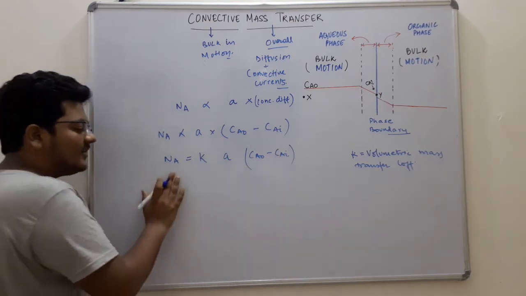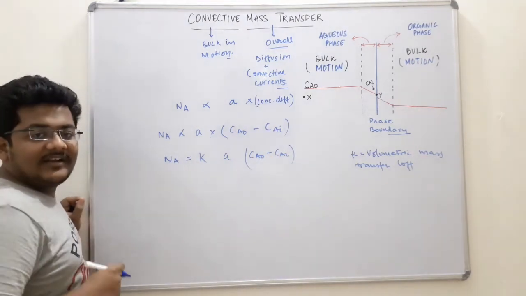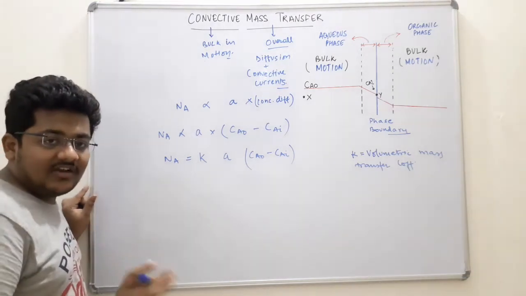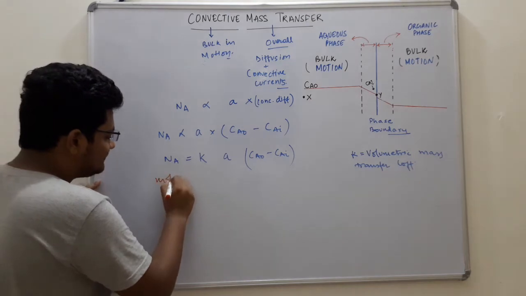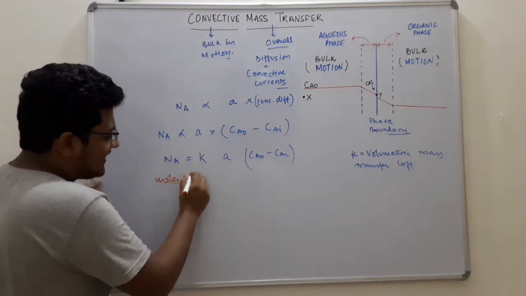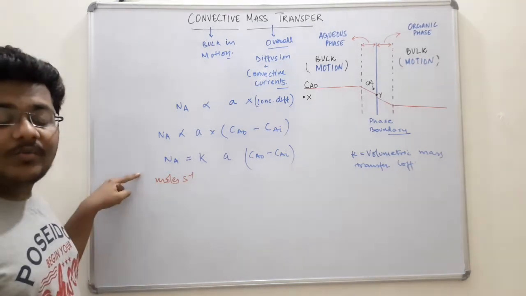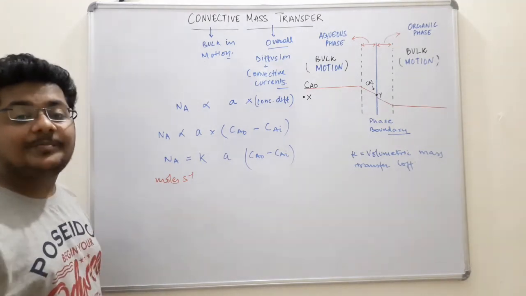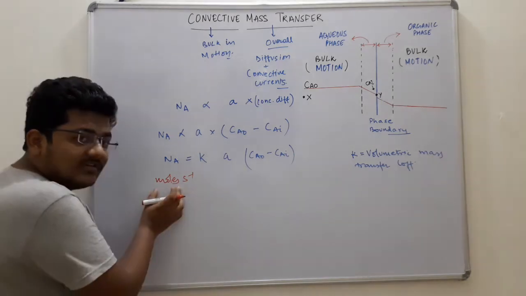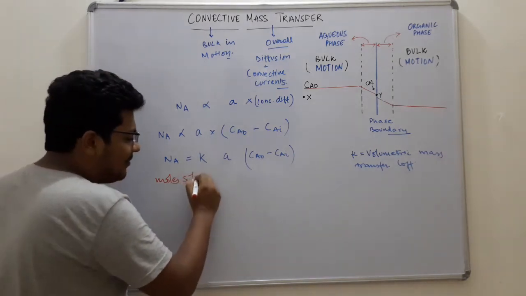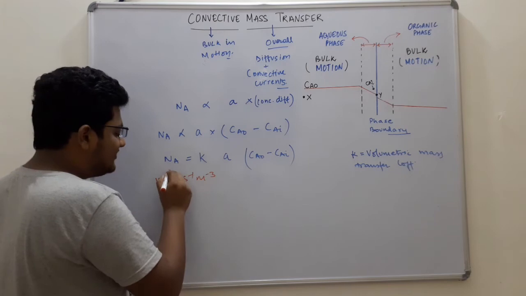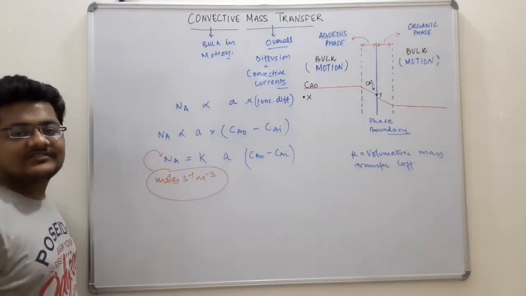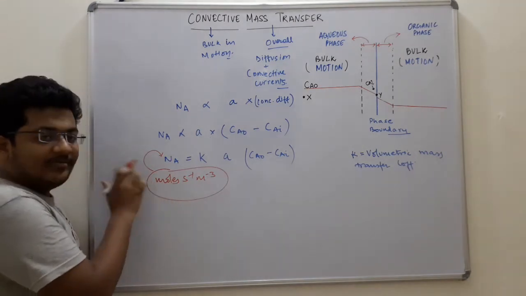Now let us study what is the difference between volumetric mass transfer rate and normal mass transfer rate. The normal mass transfer rate was moles being transported per second. But when we are talking about volumetric mass transfer rate, it means the rate of mass transfer per unit volume. So moles transported per second per unit volume. This is going to be the unit for volumetric mass transfer.